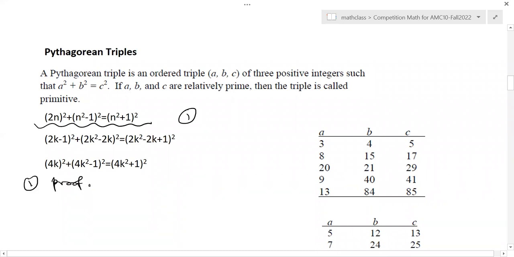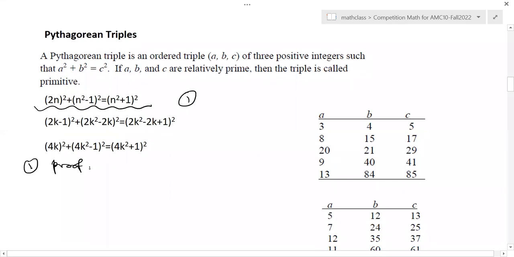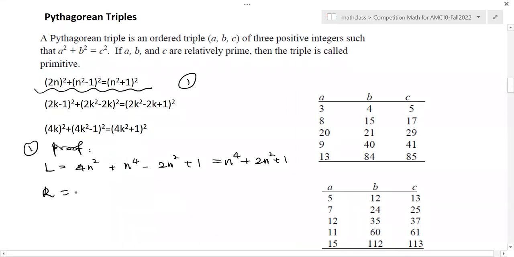How do you prove that? Just expand on both sides, prove the identity. How do you prove an identity, right? You just expand on both sides, okay? The left-hand side is going to be 4n squared plus (n squared minus 1) squared, which is n to the fourth power minus 2n squared plus 1, right? Okay, so after you simplify it, I get n to the fourth plus 2n squared plus 1. Then the right-hand side is (n squared plus 1) squared, which is n to the fourth power plus 2n squared plus 1. So clearly left equals right.